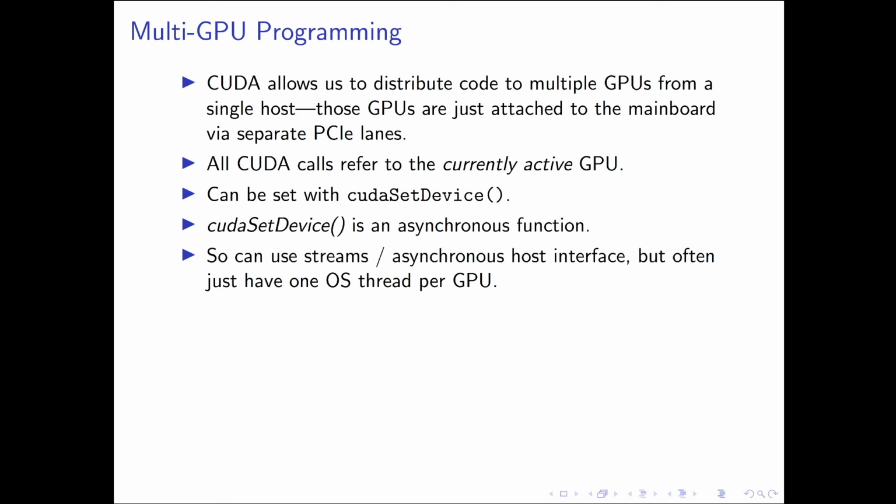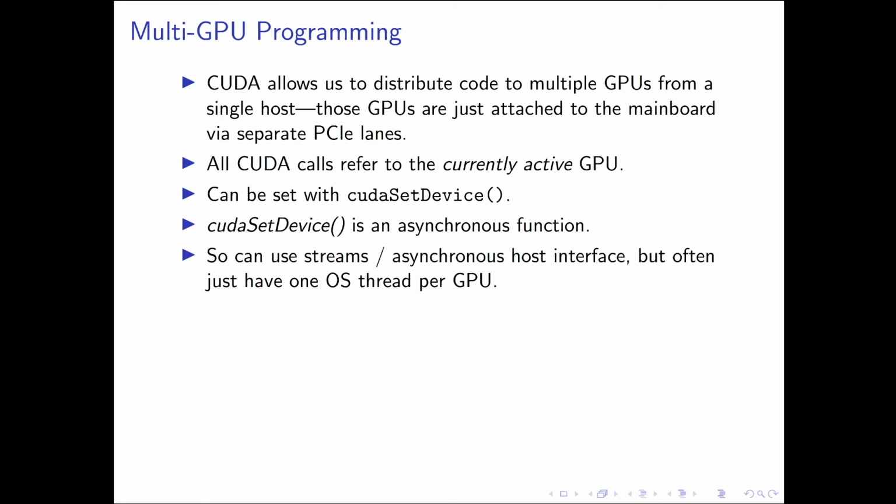CUDA supports that quite seamlessly. There are a couple of built-in functions that can be used to make your CUDA application a multi-GPU application. The most important function in this regard is the cudaSetDevice function. When we switch the execution from one device to the other, we use cudaSetDevice, and we just pass it the index of the device.